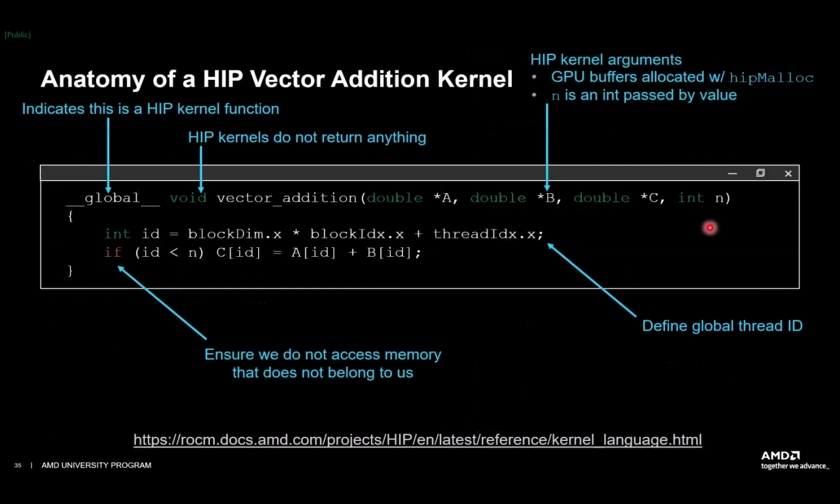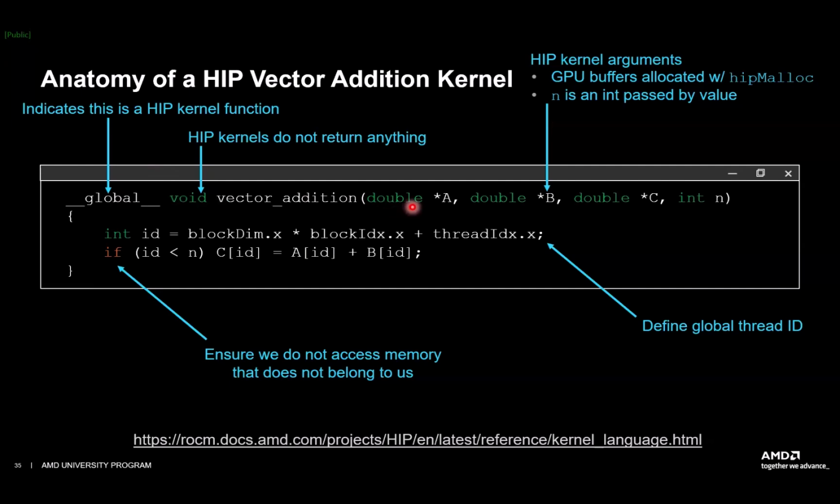Right, and then as promised here, we have the HIP vector addition kernel. And so let's take a look at what this consists of. So we have this global keyword here, and this indicates that this is a HIP kernel function that can be launched from the host or the device. This has a type of void because HIP kernels do not return anything. We've named it vector addition. You could name this whatever you want.